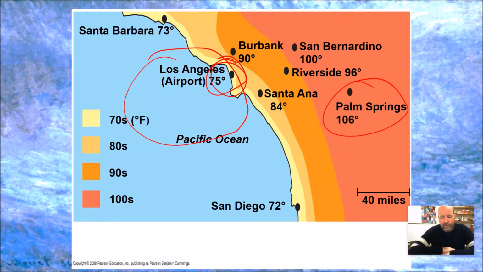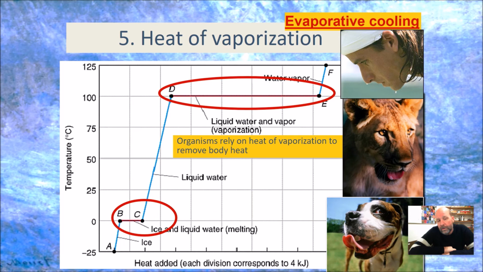The ocean just soaks up that heat and keeps it from being too hot, whereas there's no place to put the heat here, so it just stays and it gets nice and hot. Water also has a high heat of vaporization, so some organisms use it to prevent overheating. We do this. Dogs and other animals will pant, and they'll use evaporative cooling. They'll run a lot of blood to their tongue, for example. They'll evaporate water off of their tongue.